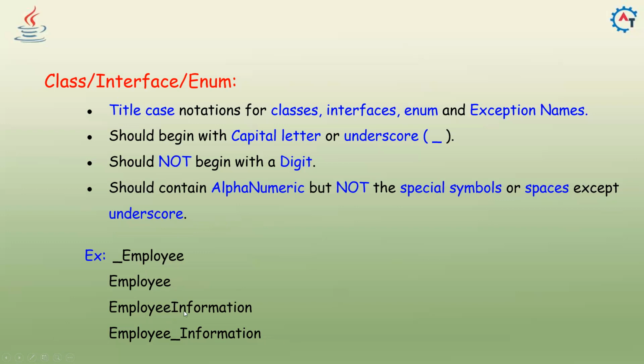So if with employee information you don't feel comfortable, and you don't see the difference between the two words, at that time you can separate these two words with an underscore. That is possible. So it should be title case, should begin with a capital letter or underscore, should not begin with a digit, should contain alphanumeric characters, but it will not allow any special symbols or spaces except underscore. This is for class, interface, and enum.